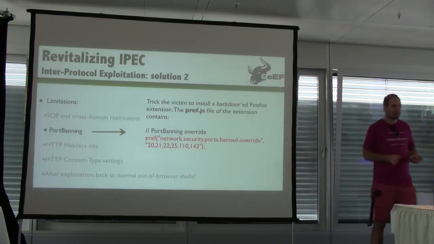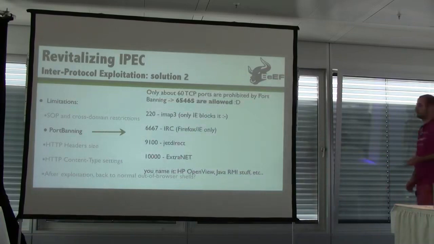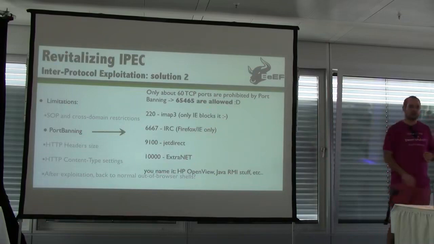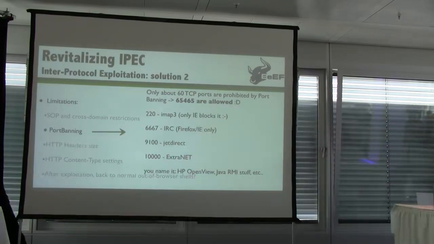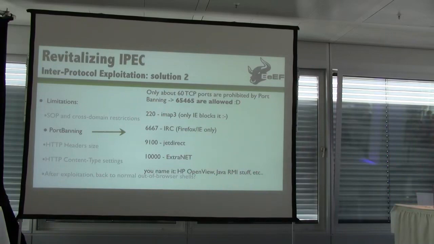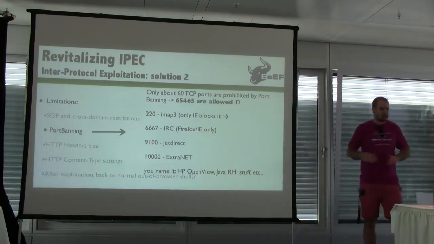So these kinds of techniques are obviously much more powerful if you can completely disable port banning. But at the same time, port banning is basically saying you cannot connect to these ports. It's about 60 ports out of the whole range. And there are a lot of examples that are not port banned. Firefox and Internet Explorer are the only two browsers that don't ban IRC ports. So you can play with NAT pinning, you can play with targeting IRC servers or speaking with IRC servers on port 6667.